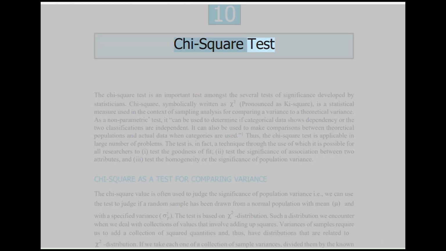Chi-square test. The chi-square test is an important test amongst the several tests of significance developed by statisticians. Chi-square, symbolically written as χ², pronounced as chi-square, is a statistical measure used in the context of sampling analysis for comparing a variance to a theoretical variance.